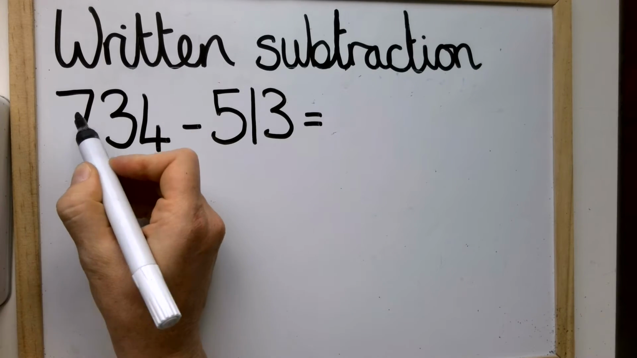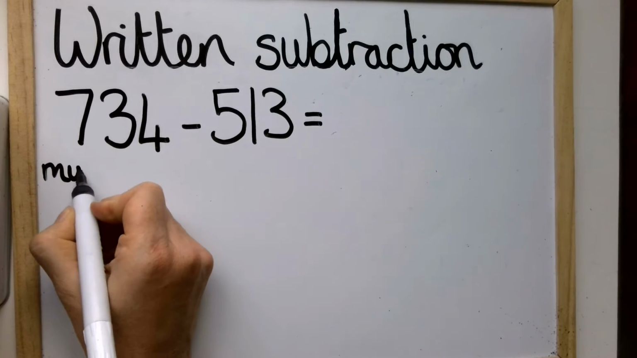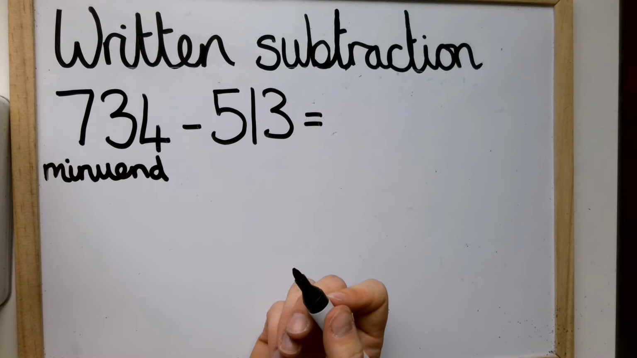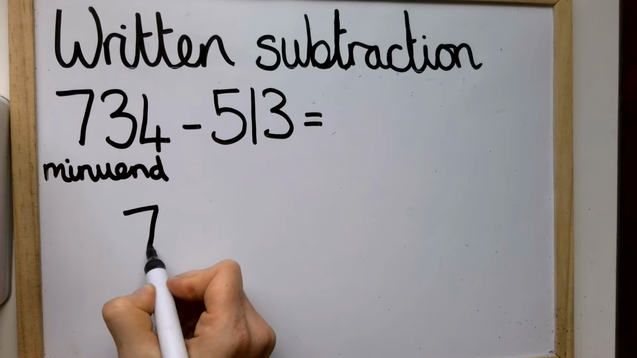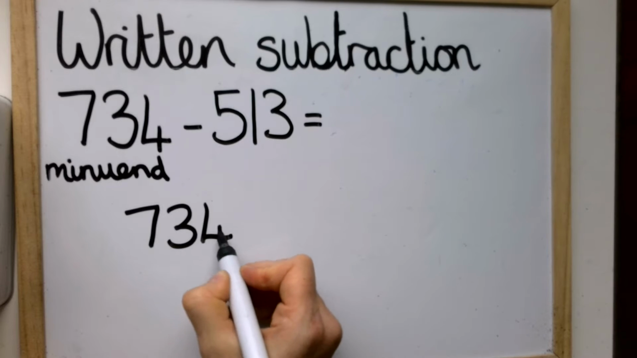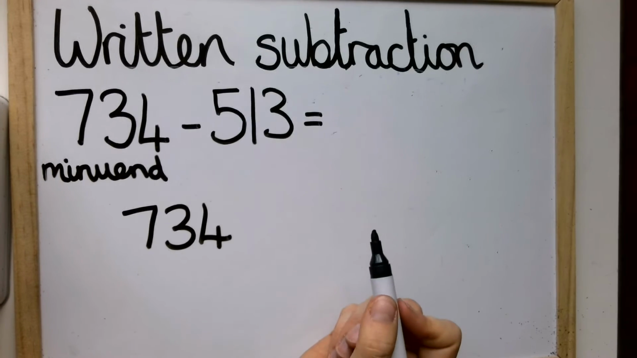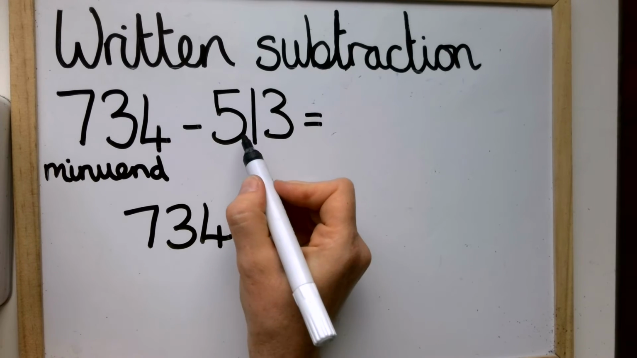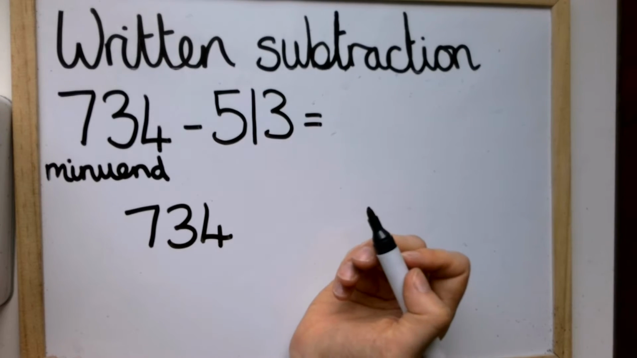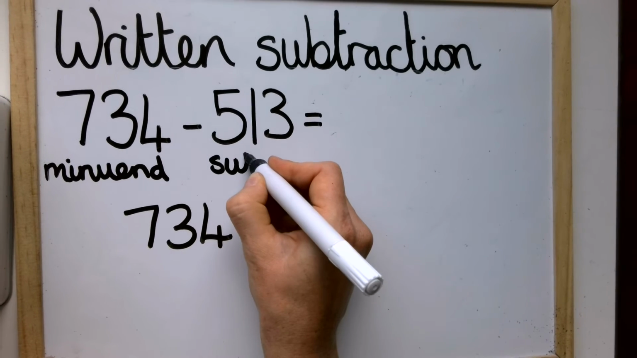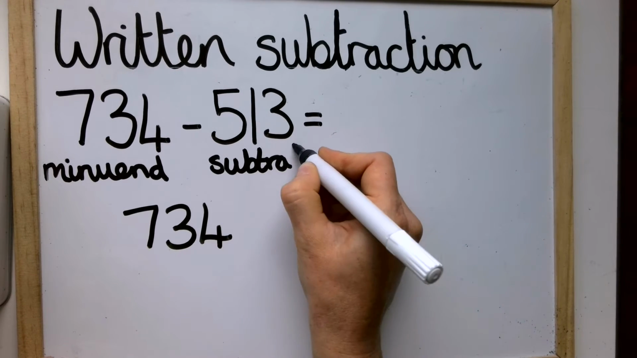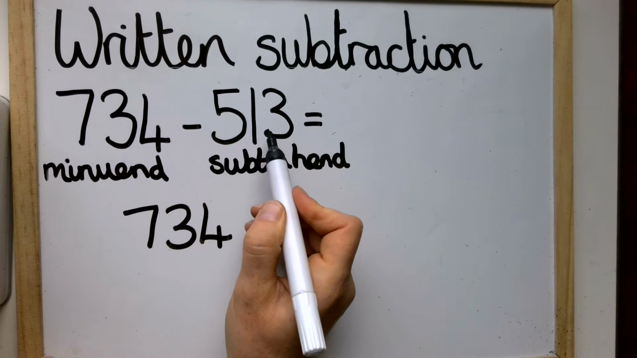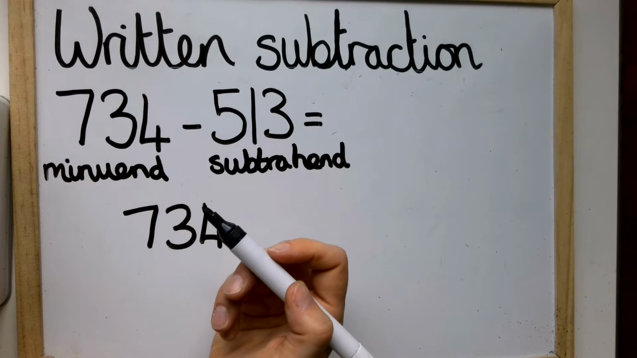This first number is called the minuend. It is the first number and the minuend must always go on top of the column subtraction. In a subtraction sentence, we cannot reverse the numbers. The second number, 513, is called the subtrahend. It is being taken away, subtracted from the minuend.